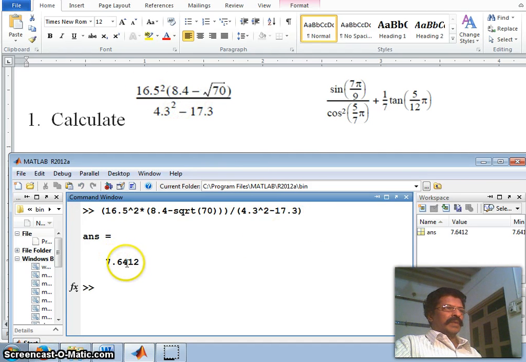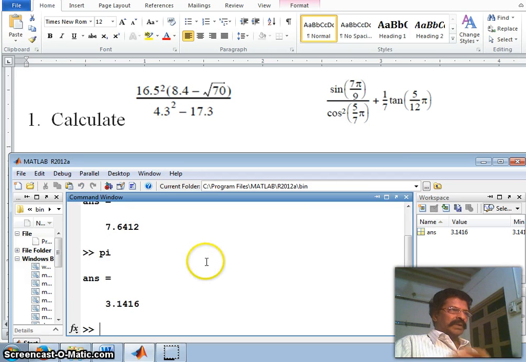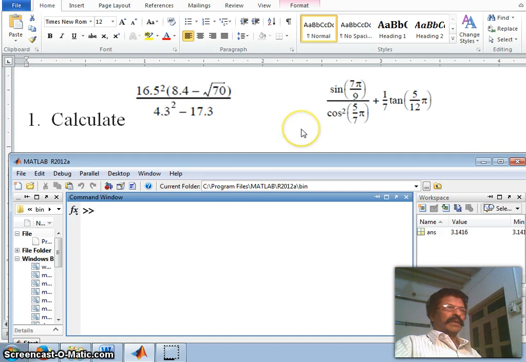The answer is 7.6412. Now let us calculate this one: sine of 7 pi divided by 9. In Matlab, pi value is already built in. Pi is equal to 3.14. It is a reserved word. Right. Now let us calculate the second one.